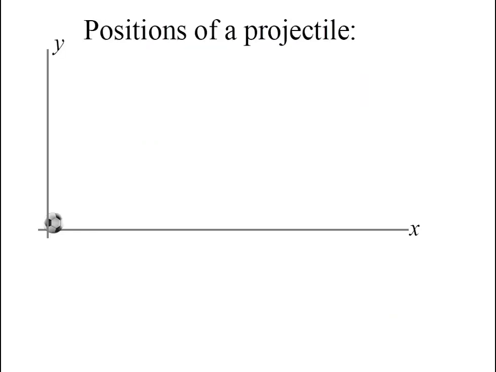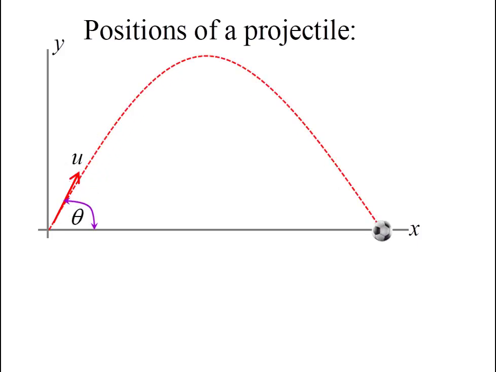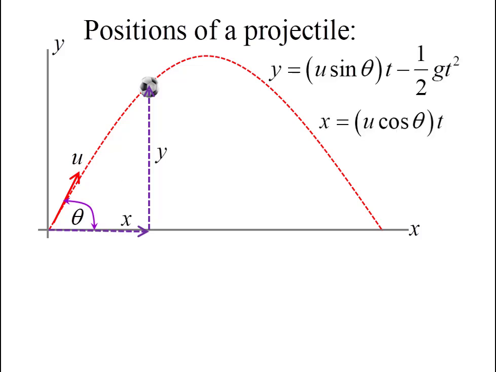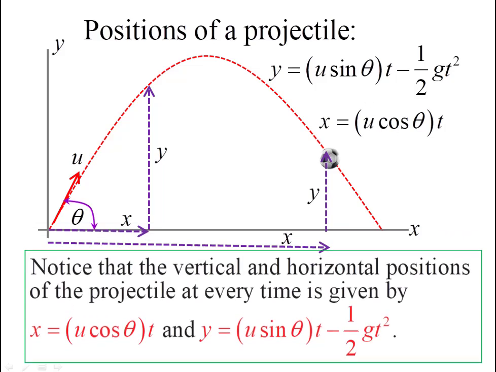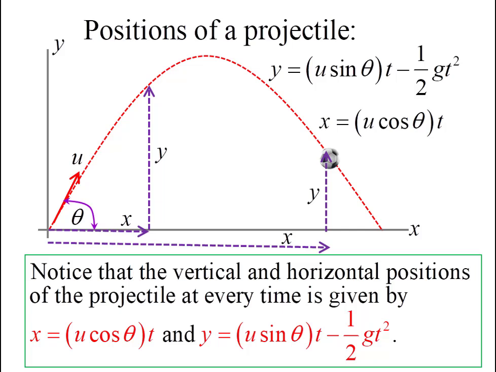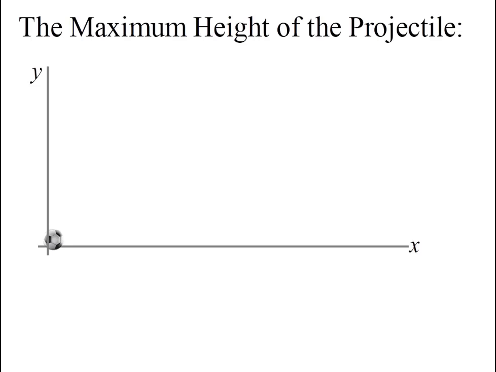Let us see that with some simulations. This is the projectile motion. Whenever the projectile is here, that is my height y, and this is the position x. Simply y and x are shown here. The general formulas for y and x are here. Notice that the vertical and horizontal positions of the projectile at every time are given by x is u cosine of theta times t, and y is u sine of theta times t minus a half gt squared.